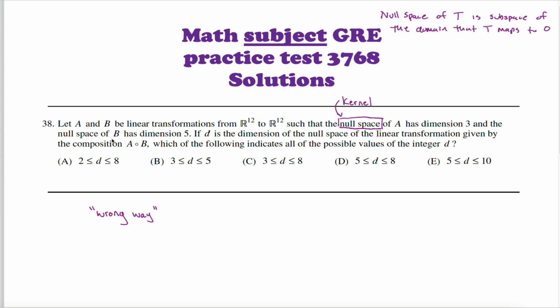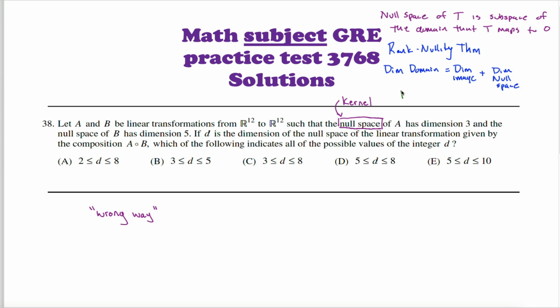So we can think about this transformation B as taking these 12 dimensions and partitioning them. 5 of them will go to the 0 vector, meaning the remaining 7 will not. That idea of partitioning the dimensions can be made a little bit more formal with the rank-nullity theorem. All that says is that the dimension of your domain, so 12 in this case, is equal to the rank, the dimension of the image, plus the nullity, the dimension of the null space.